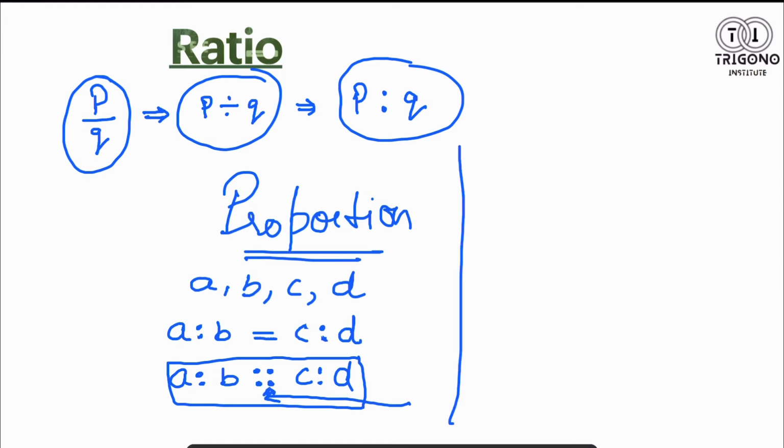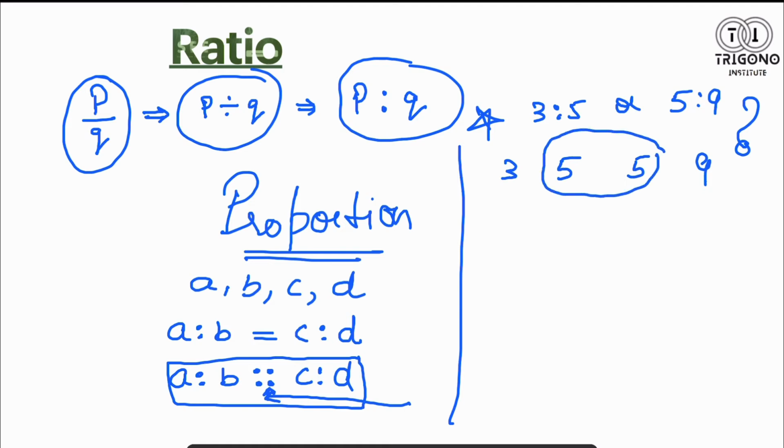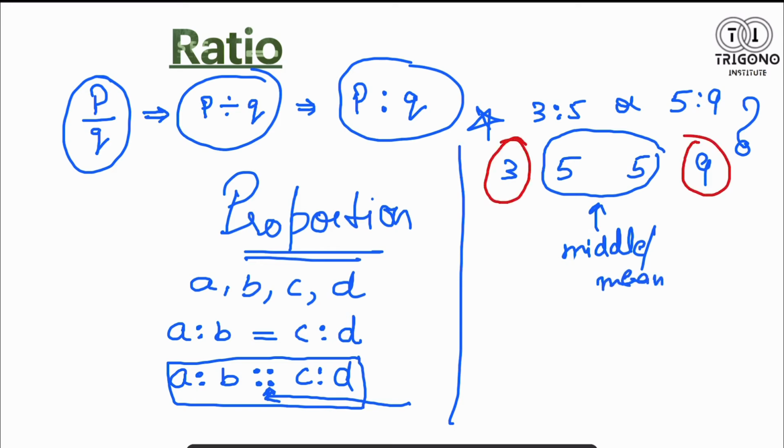Let me find out with an example. If I give you 3 ratio 5 and 5 ratio 9 and you want to find out whether they are in proportion or not, it's very easy. Just write 3, 5, 5 and 9. These are called the middle terms or mean terms, and 3 and 9 are called extreme terms.